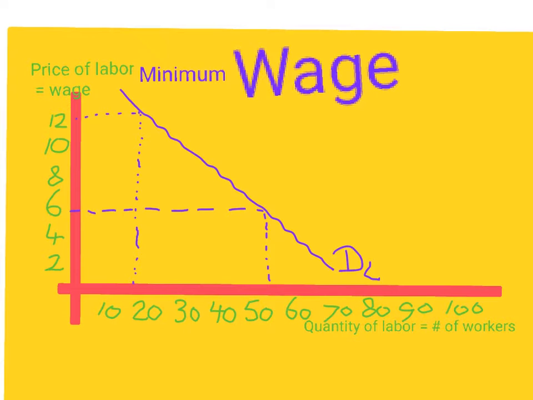The supply curve of labor is upward sloping, just like any other supply curve for products. So this might be the supply curve of labor, the purple curve. So I'm going to call this S sub L, supply of labor. And if we look at a couple of points on the supply curve of labor, let's use $6 again. And let's graph a line to the purple curve. Then we will see that the supply of labor is about 30.